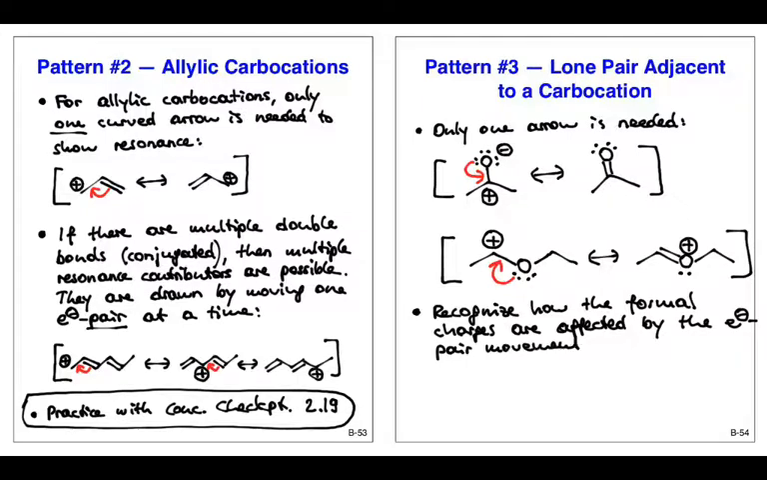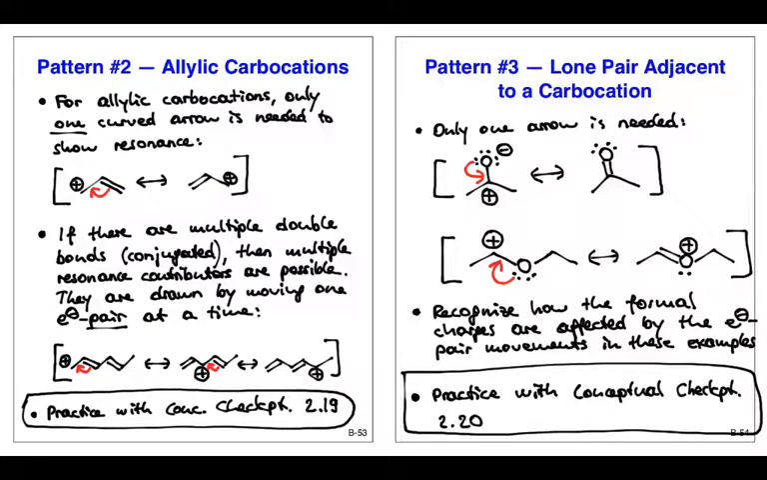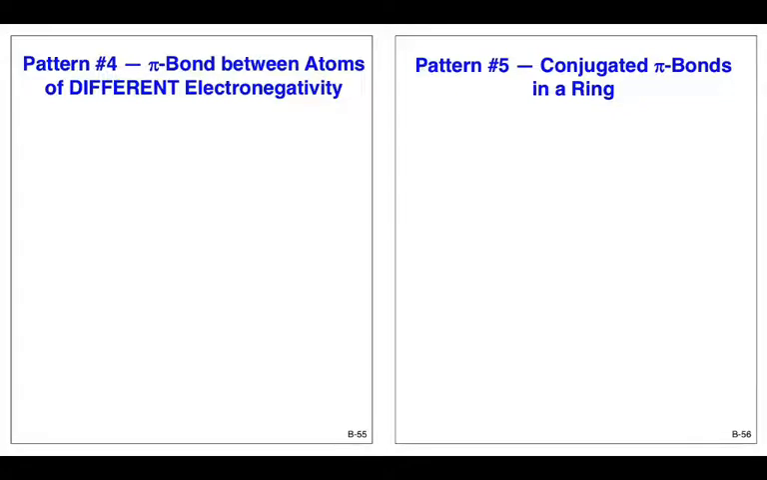So recognize how the formal charges are affected here, and keep practicing this resonance pattern with conceptual checkpoint 2.20. 2 more patterns to go. So pattern number 4 is pretty much the reverse of what we just discussed. So they're actually the same pattern. The book wants you to learn it in both different ways, forward and backwards, so it's easier to recognize for you in practice.